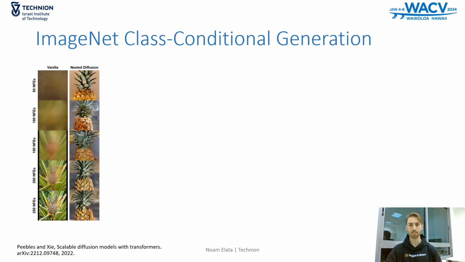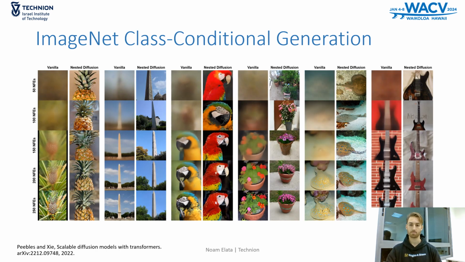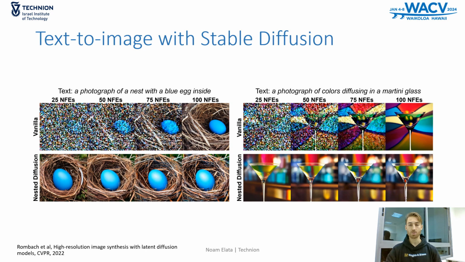Here are several examples for images generated with a DiT algorithm for ImageNet class conditional generation, comparing vanilla diffusion and nested diffusion generations. The diffusion process progresses from top to bottom following the NFE notation. Here are additional examples. Nested diffusion can also be extended to many various sampling methods used with diffusion models.